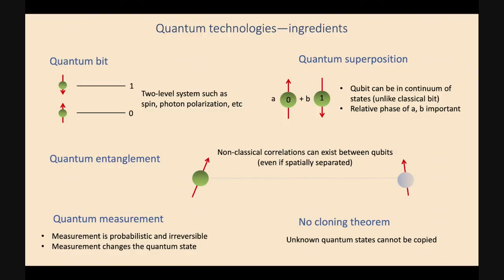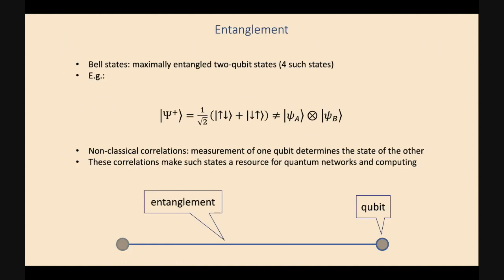Other features here are that measurement disturbs quantum states and is probabilistic and irreversible, and that unknown quantum states cannot be cloned. So these elements together play an important role in how we think of processing quantum information and how we design quantum networks. So let me focus a little bit more on entanglement. I'll give you just enough background to hopefully make the talk self-contained and not requiring too much background.